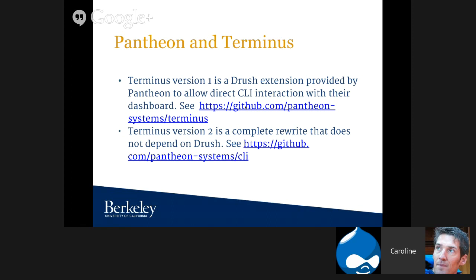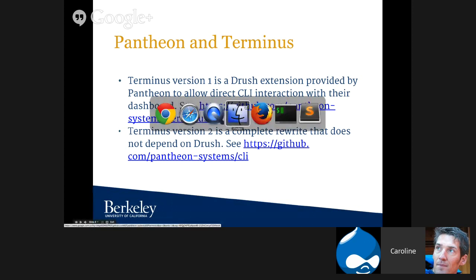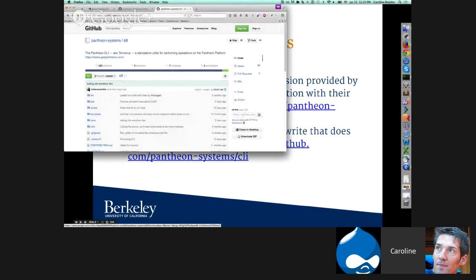But that's kind of been deprecated in favor of this new thing, which is Terminus version 2, which is a complete rewrite from the ground up as a PHP application. So the commands I'm going to be showing you are on the bleeding edge, the Terminus version 2 command line application. Although everything that I'm doing is something that you can do with the Drush version.